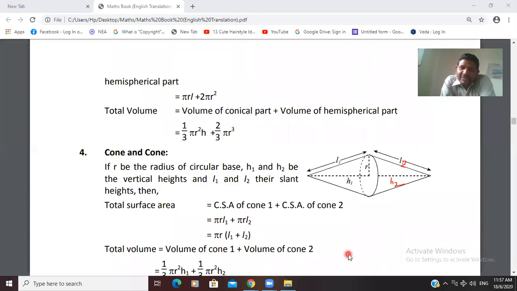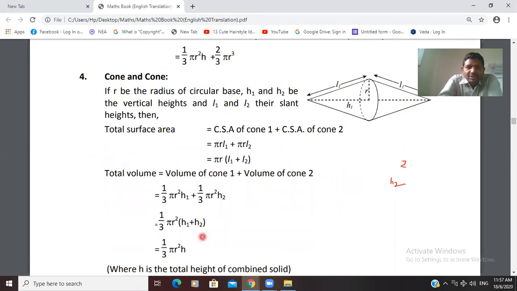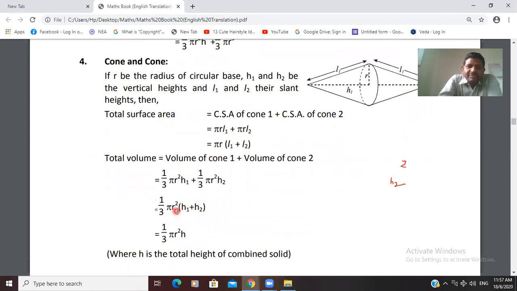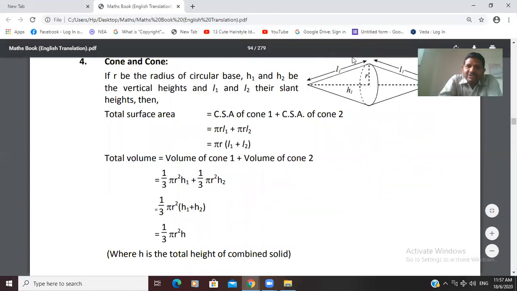Now, if you want to find the volume of this solid object, then what do we do? We add the volume of the first cone plus the volume of the second cone. That is 1 by 3 pi r square H1 plus 1 by 3 pi r square H2. So when we take 1 by 3 pi r square common, H1 plus H2, where H1 plus H2 is the total height of this solid object, that can be denoted by H. So the total height is H equals H1 plus H2. So this is about combination of solid objects.